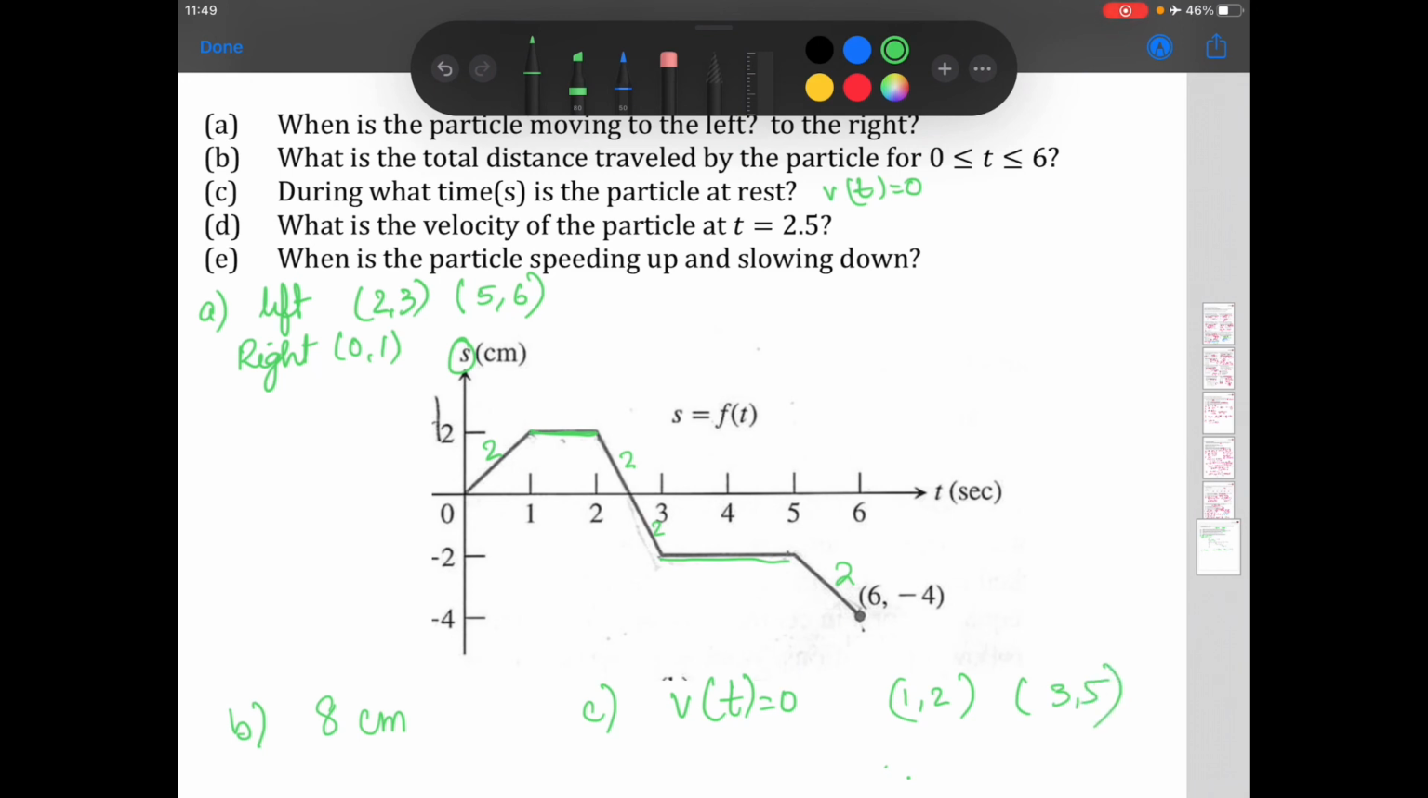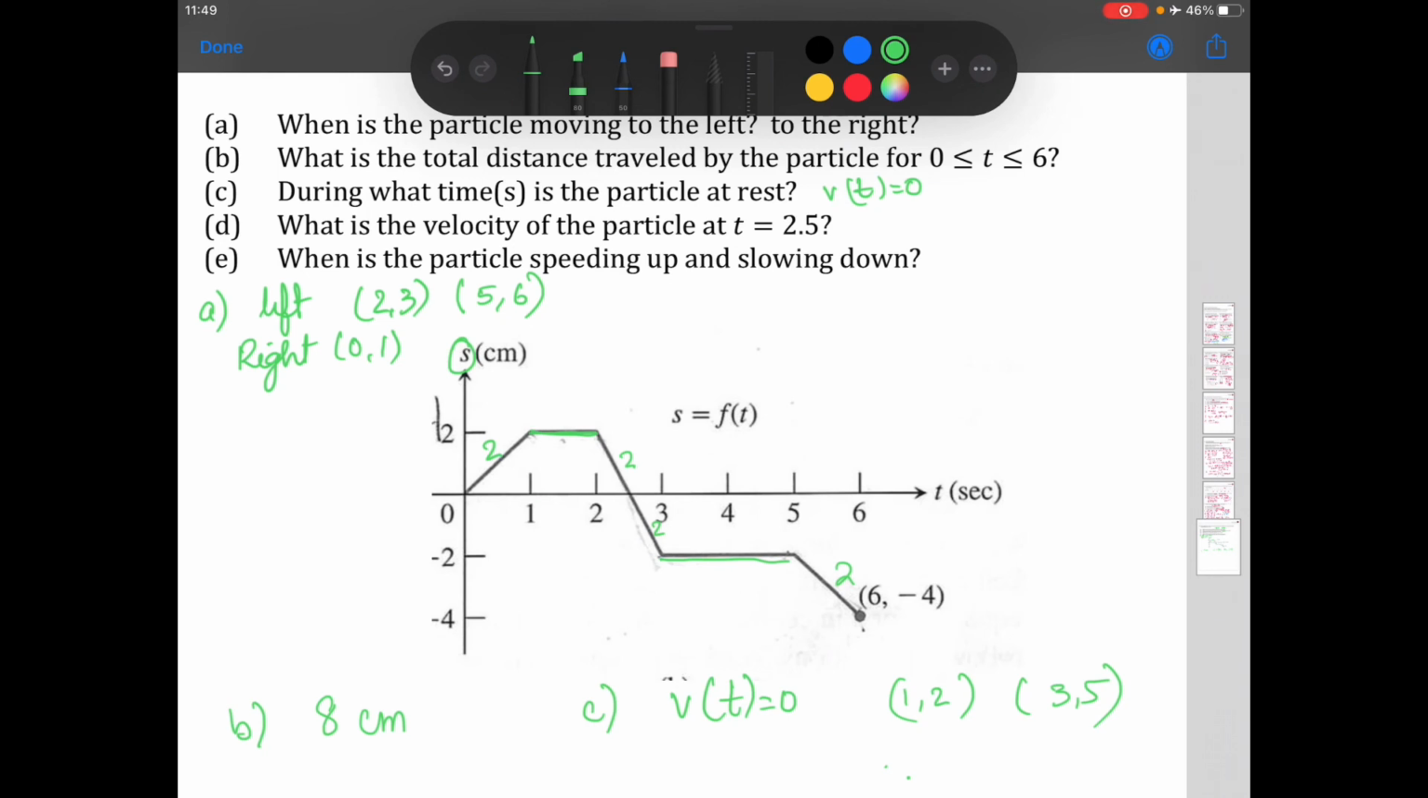Right? Again, I'm going to say it again. We do not use the word slope, but it helps us to find the answer. But we have to use the right terminology to answer in terms of velocity and acceleration. So that was C.